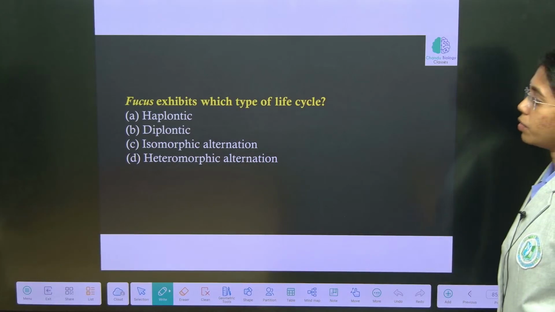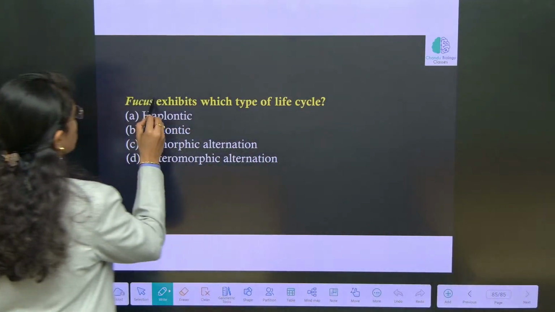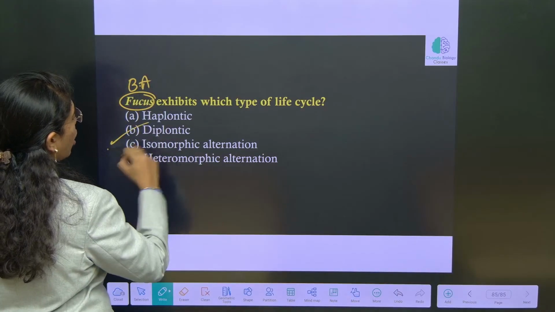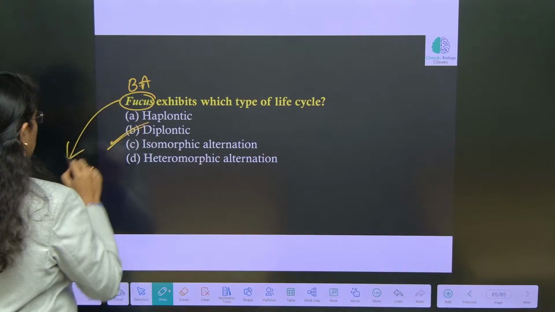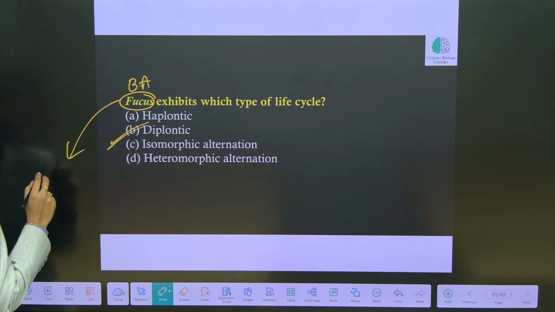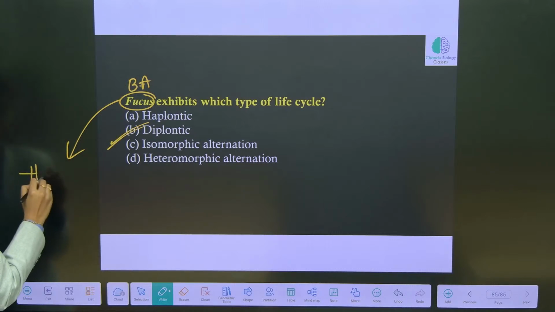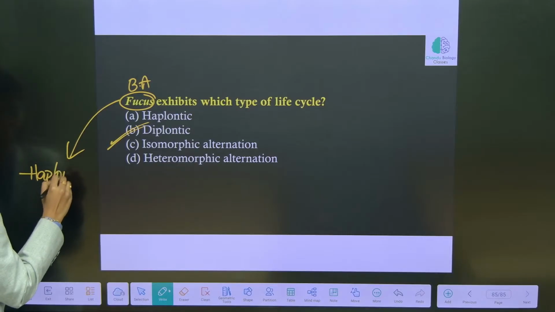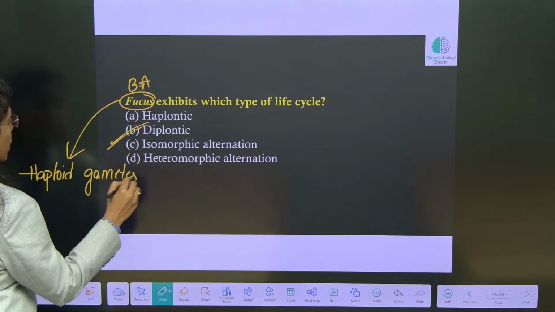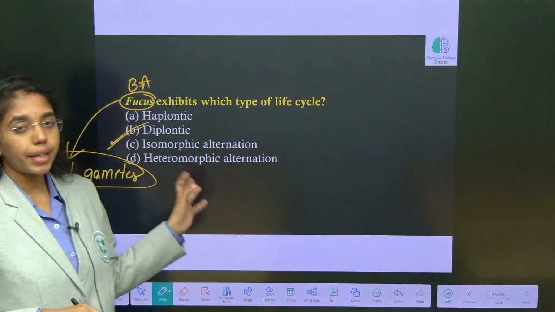Fucus will exhibit which type of life cycle? Fucus, which is a brown algal member, exhibits a diplontic life cycle. They just possess haploid gametes in their life cycle. Rest all phases will be diploid. Clear till here? Any doubt anywhere?